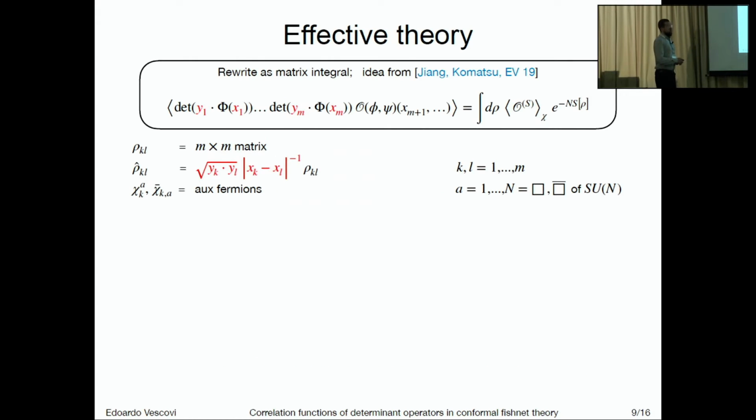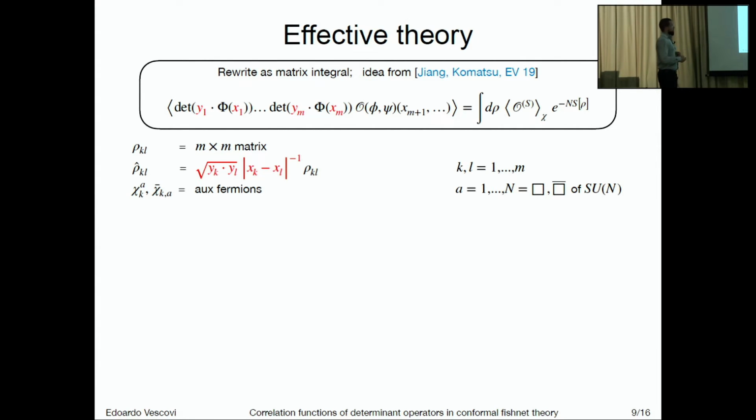I'm not going to go through the derivation of this method, but at least I want to tell what is the flavor and also how it can be applied beyond fishnets potentially. So the idea is to rewrite the correlator of determinants in an alternative form that is more manageable. Rewrite the quantum field theory path integral as a matrix integral with auxiliary degrees of freedom, and integrate out the physical degrees of freedom in some careful way.